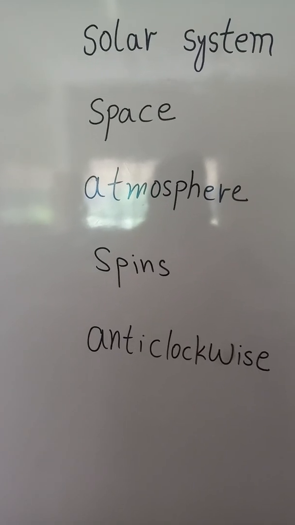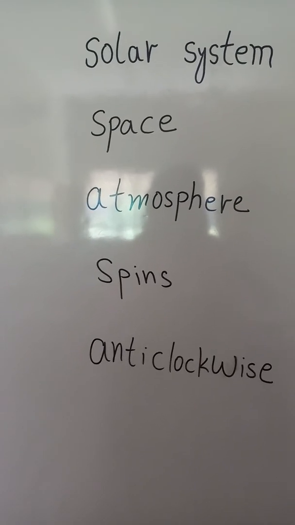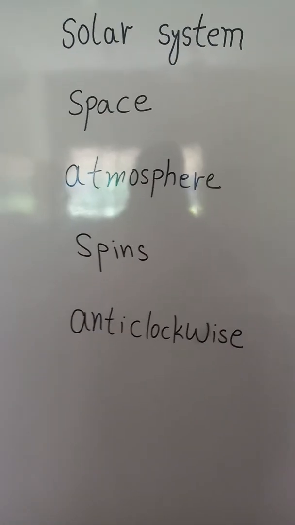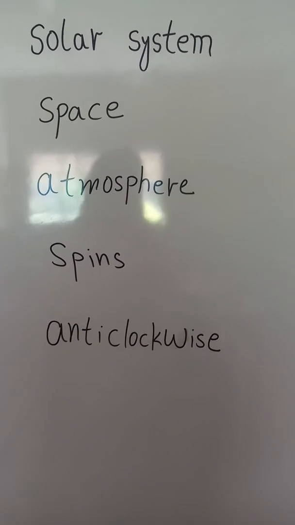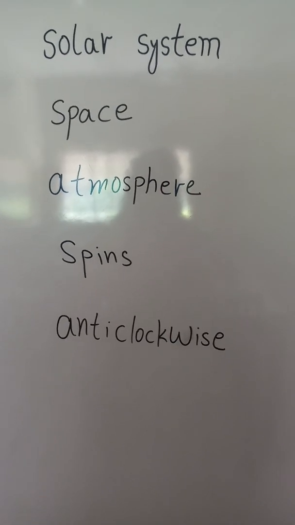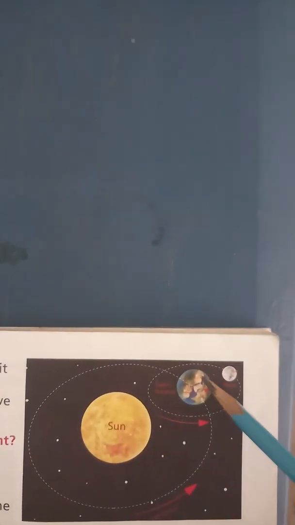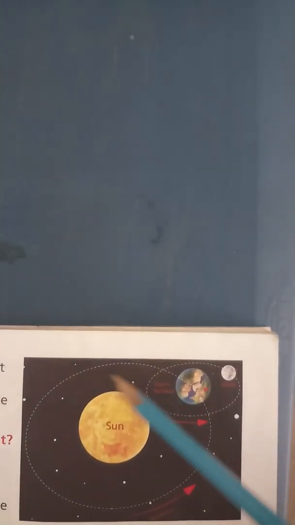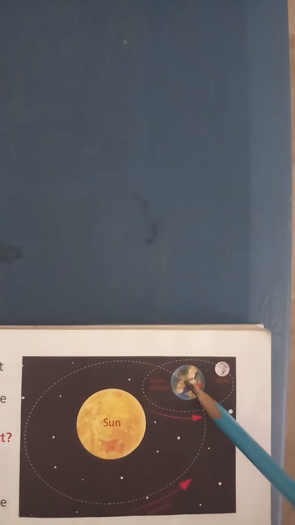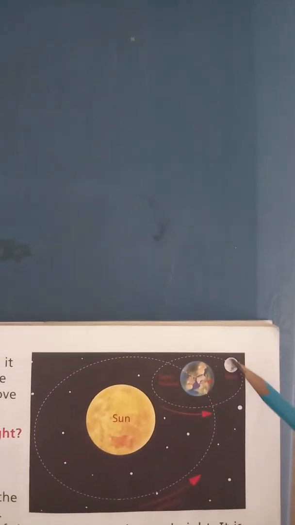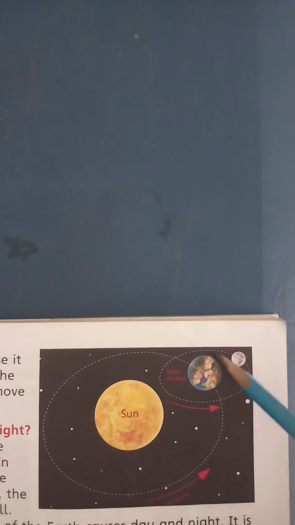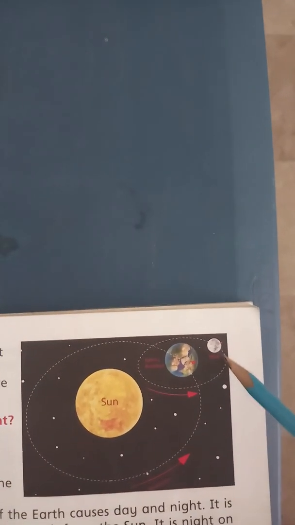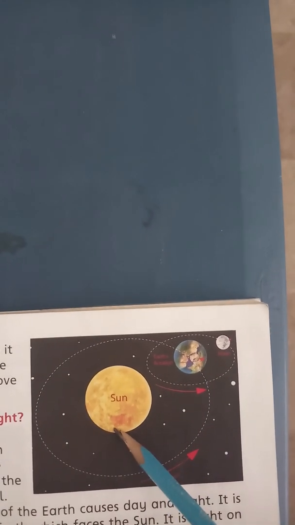The fourth term is spins. Spins means round. An anti-clockwise direction is the direction that is opposite to the needles of the clock. So you can see in this diagram the sun, and this is Earth, and Earth is moving around the sun, and it also moves around its axis. And here is the moon, and the moon is going round the Earth. And you can see the sizes of Earth, moon and the sun.